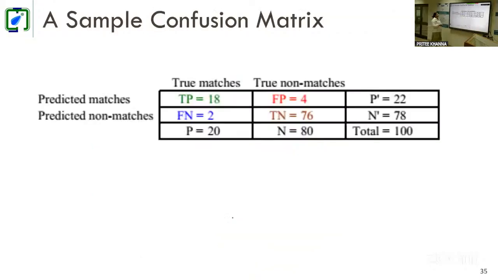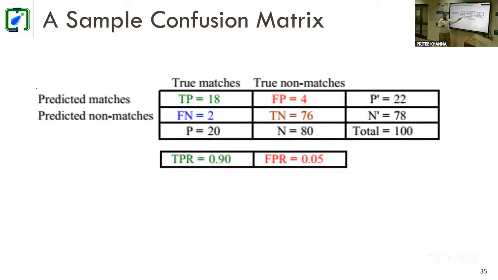Let us take this example. These are the predicted match, these are the predicted non-match, and here it is true match and true non-match. So true positive 18, false negative 2, false positive 4, and true negative 76. So what does it mean? Of the true matches, out of 20, 18 are true and 2 are false. So the true positive rate is computed from that.